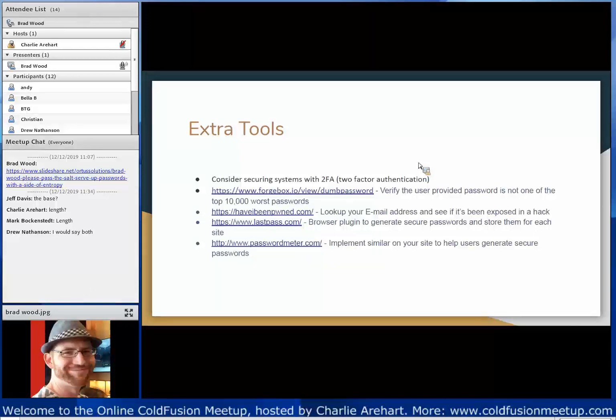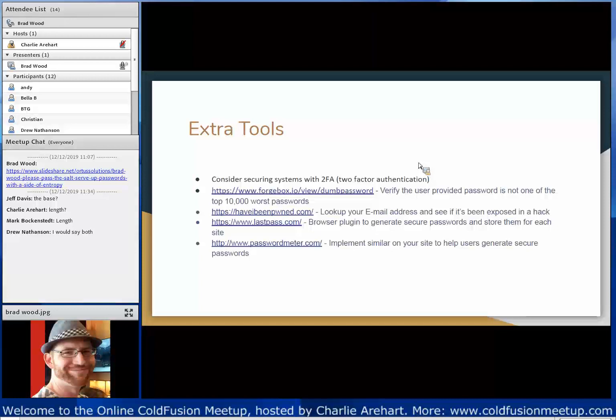There are also some libraries out there. On ForgeBox, we have a library called Dumb Password. It'll verify that a password is not one of the top 10,000 worst passwords. This library is one Luis made, and it just has a giant text file of all the worst passwords in the world. If somebody types one in, you can just call a method and say, hey, is this a dumb password? It'll give you back a yes or a no. And you can kick it back out to the user and say, we're not a fan of that password. Why don't you try again?